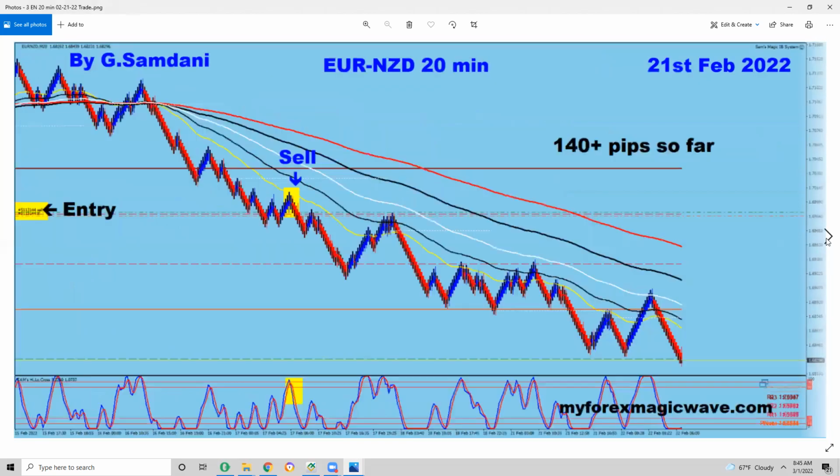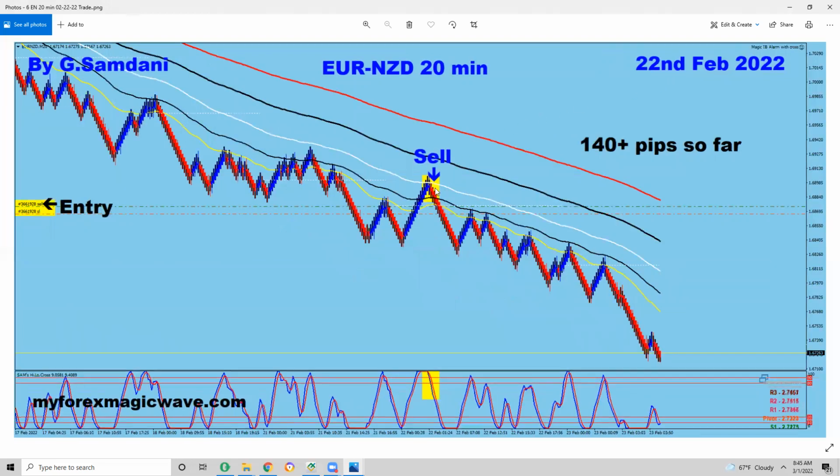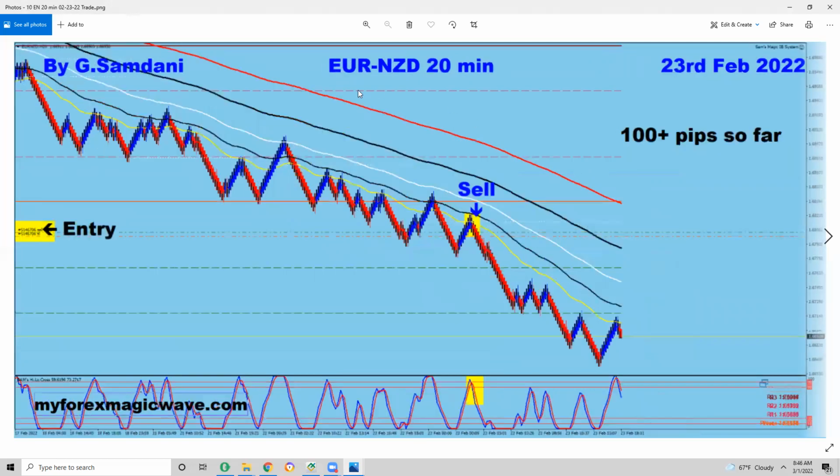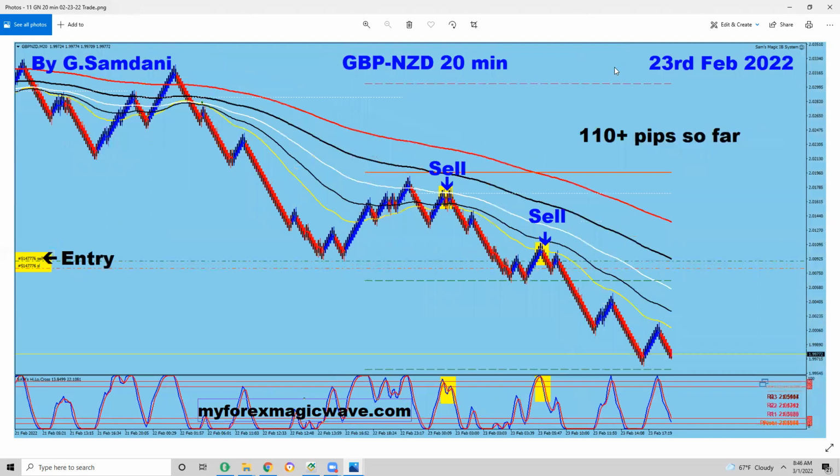So what happened? On the 21st of February, this is EN, euro NZD, sell order here for 140 pips. On the 22nd, again short for another 140 pips. On the 22nd of February, now GN, 50 pips down here on the second short entry here. EN again on the 23rd, 100 pips to the downside. GN on the 23rd, this was the first one you saw for 50, and this is for 110 short.